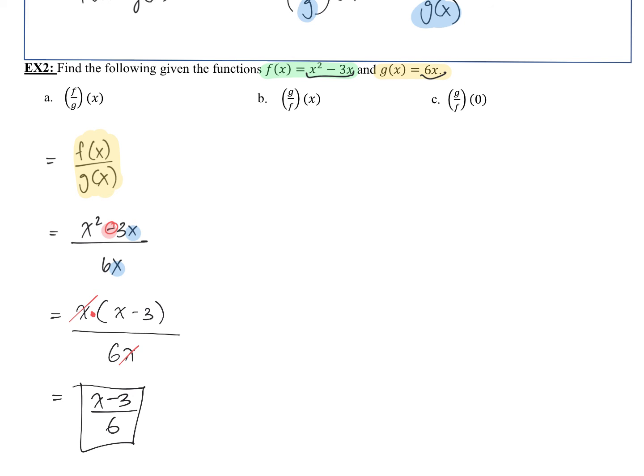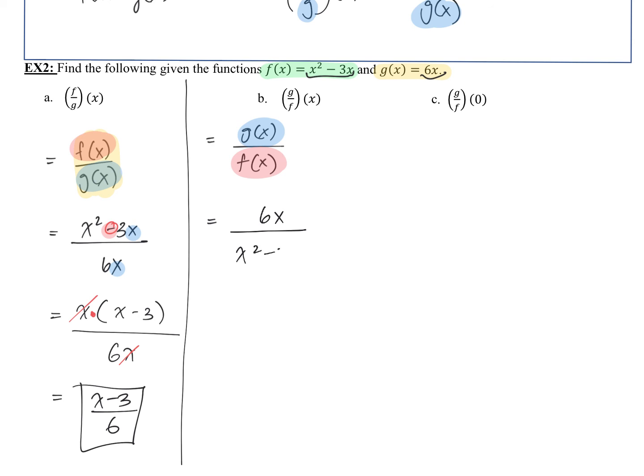Now let's take a look at the next one, b. This time we have g of x divided by f of x, so that'll be g of x divided by f of x. Once again, I am looking for this step. Notice we're doing the exact opposite. This time we have g on the top instead of on the bottom, and f on the bottom instead of on the top. So let's see what we get. We'll have 6x divided by x squared minus 3x. Once again, f of x should be on the bottom, and g of x is on the top.